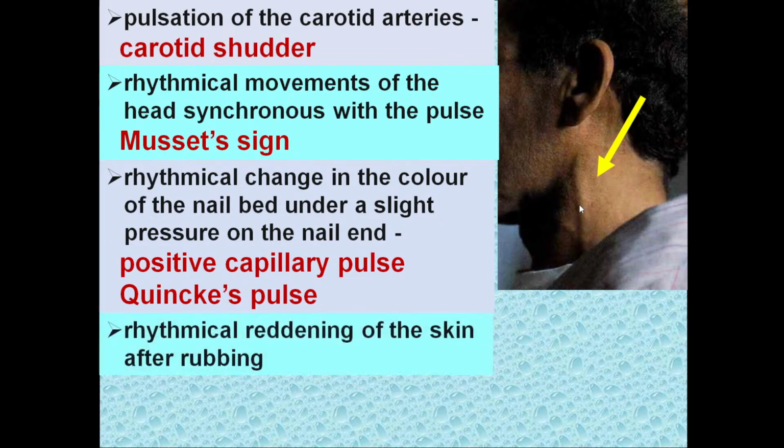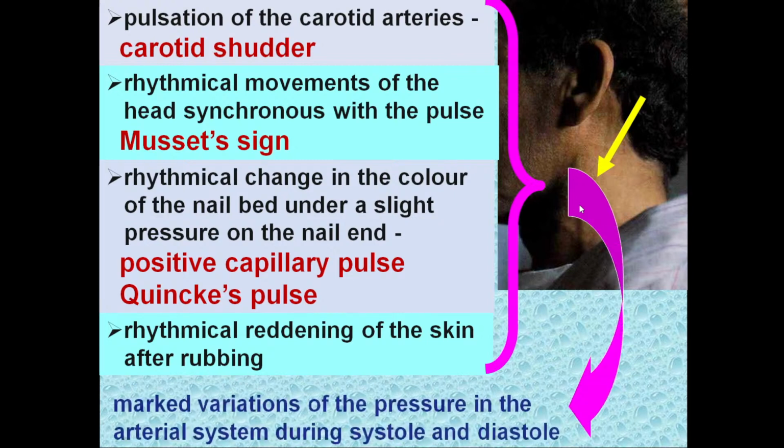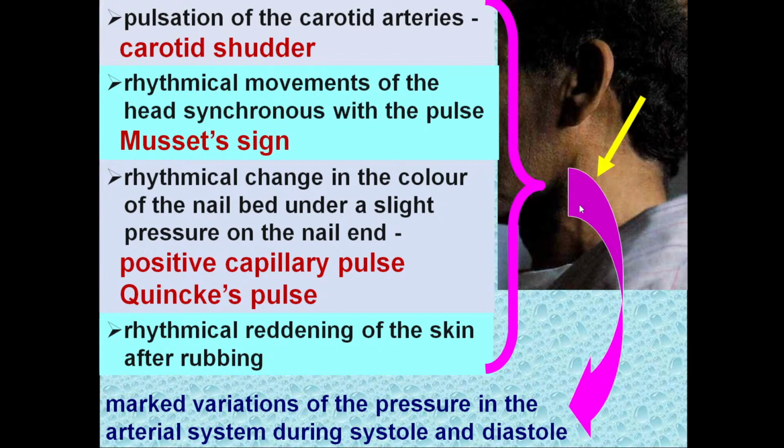We can see rhythmical reddening of the skin after rubbing. Also the same mechanism as positive capillary pulse, Musset signs, and carotid shudder. All these symptoms appear due to variation of the pressure in the arterial system: high during systole and low during diastole, because vessels overfill during the systolic period with blood and empty during the diastolic period.